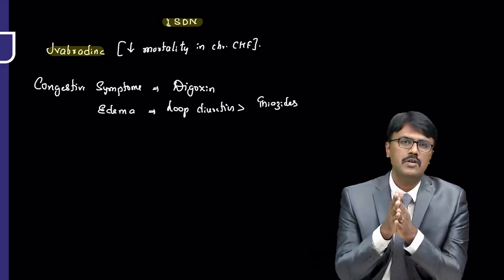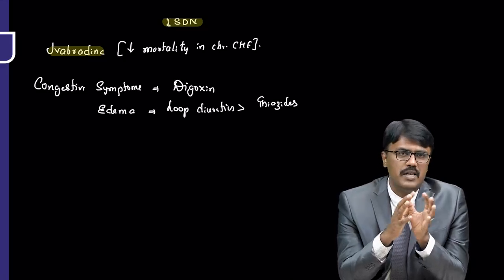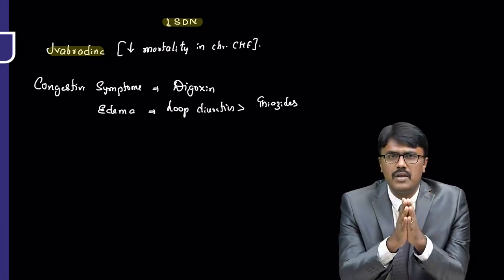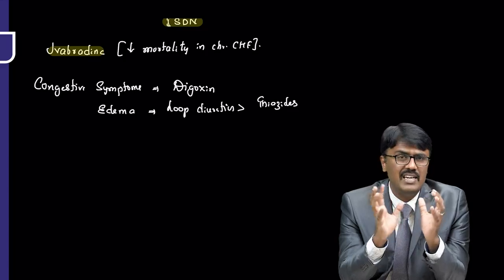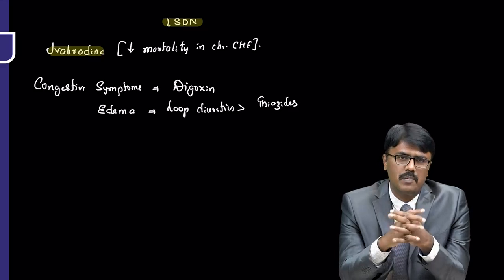Okay. So in this video, we discussed what drugs are used in CHF. So we differentiated acute CHF and chronic CHF. And please remember, in this topic, you need to keep in mind digoxin in and out. And the drugs which decrease mortality in CHF, that has to be known.